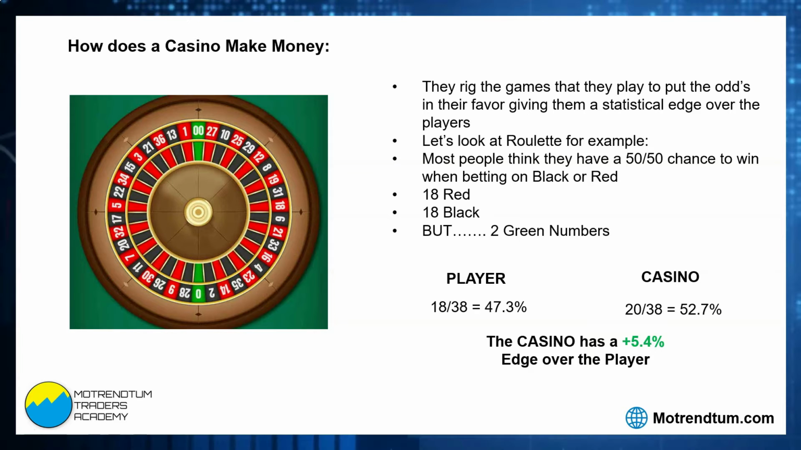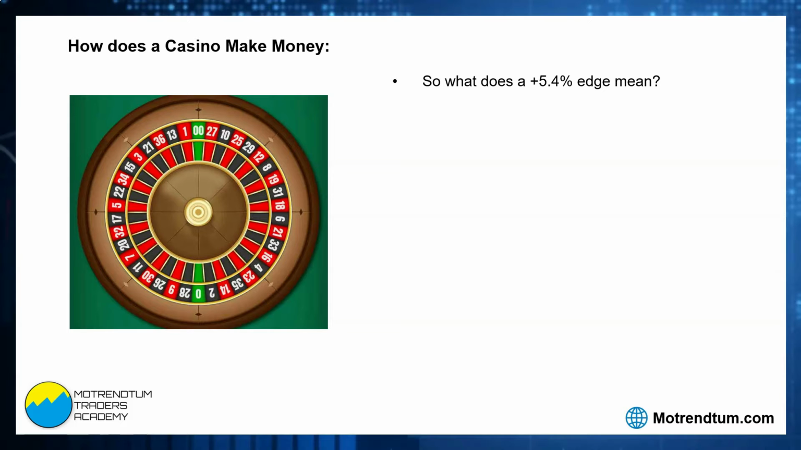Let's unpack that 5.4% a bit more and apply it in money terms. So what does the 5.4% edge mean? Well, it basically means that for every $100 that is bet on the table, they make $5.40 of the 100. They make 5.4% of the $100. That is their edge. If it was a 50-50, it could go either way. But because they've got an edge and an advantage over the player, they are almost guaranteed that $5.40 for every $100 played on the table.